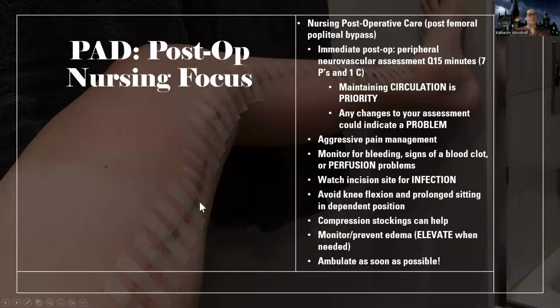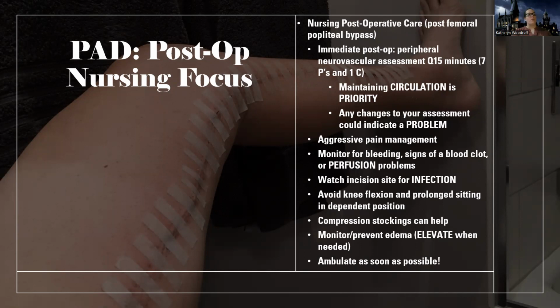Now we're getting into the nursing stuff. Let's say someone has a fem-pop, or femoral popliteal bypass. They're going to have an incision. If you look at this, they have an incision usually from their thigh all the way down to their ankle. It's a very long incision. So I really need to think, as the nurse, what are my priorities, what am I going to be focused on for this patient?